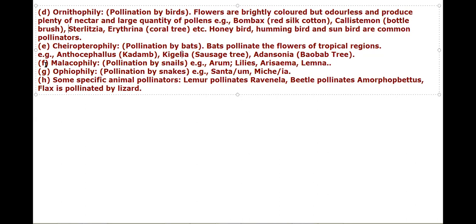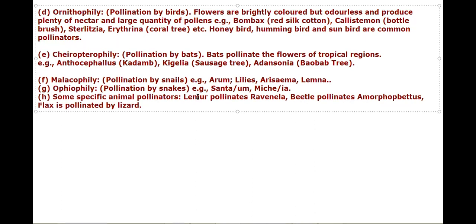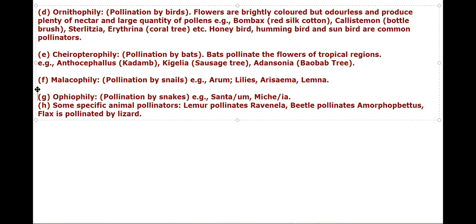Kigelia is the sausage tree, and Adansonia. Okay, a rare exception is Malacophily. Malaco means what? Mollusks or your snails. So, pollination by snails. Examples include lilies and Lemna. Lemna is an aquatic weed. Okay, and Arum. I will show you these flowers, don't worry. Ophiophily: Ophio means snake. So these are snake pollinated.